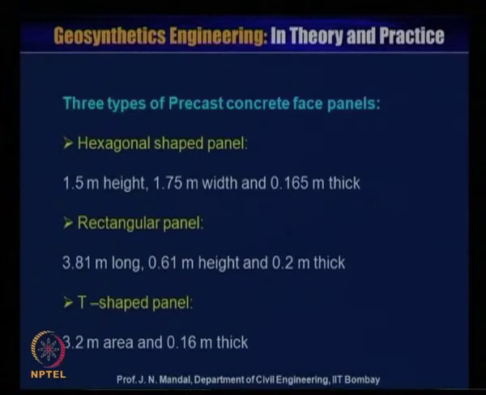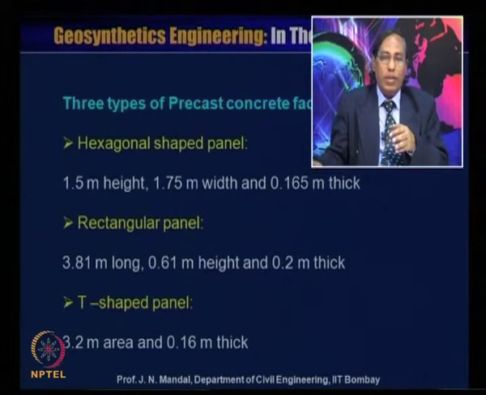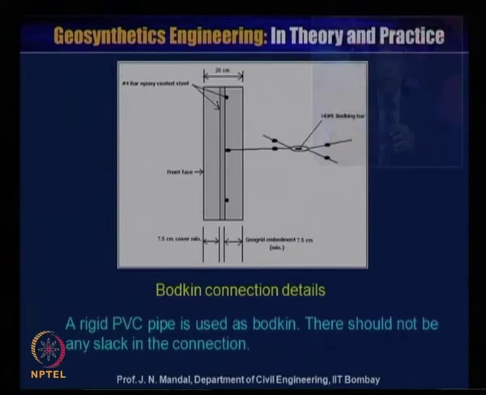So, there are three types of precast concrete face panel. This is a hexagonal shape panel. It may be 1.5 meter height, 1.75 meter width and 0.165 meter thick. Or a rectangular panel, it may be 3.81 meter long, 0.61 meter height and 0.2 meter thick. Or a T-shaped panel, it may be 3.2 meter area and 0.16 meter thick. So, you can have different types of facing element.